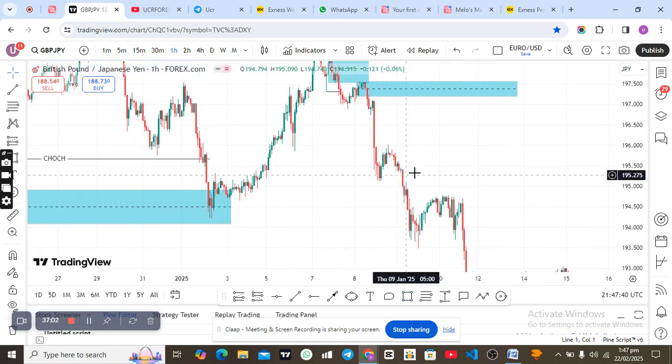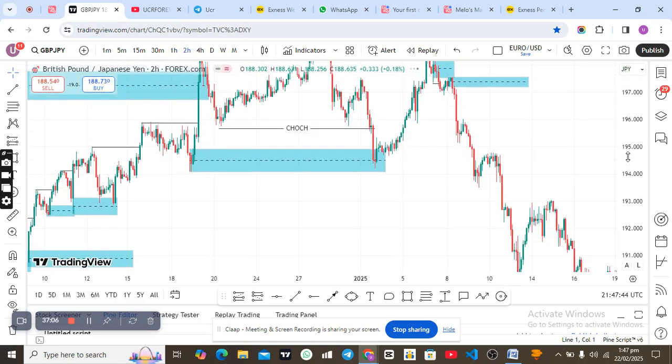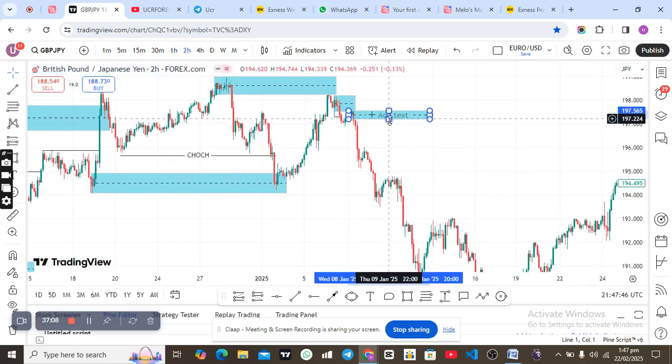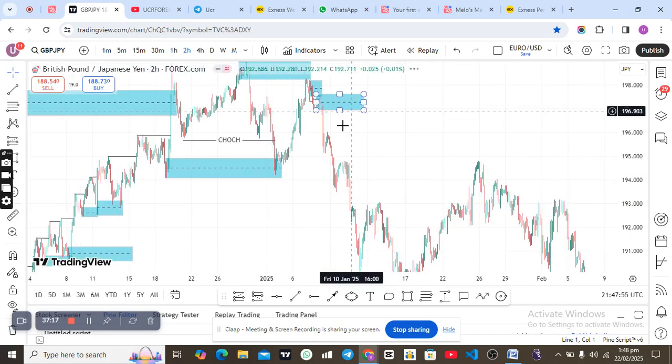So look at how the market kept dropping to the downside. Let's go back to the 12 hour time frame. So you can see that. So that's our point of interest. So this is our bearish point of interest.